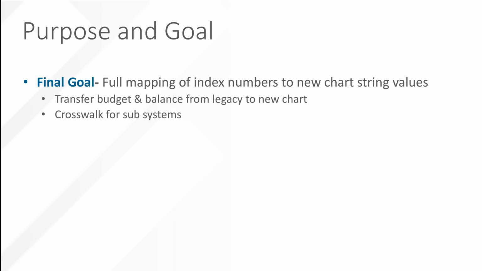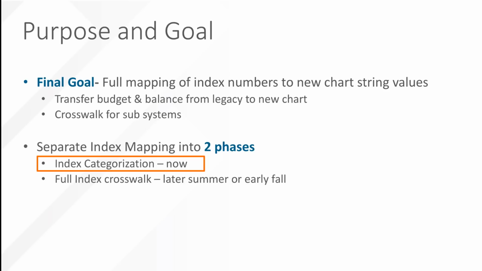Unfortunately, we're not quite ready to do the full mapping at this point. There's still decisions that need to be made, and we need to test out different options in the new system in order to decide exactly how everything's going to be mapped. So we've separated the index mapping into two phases. The first phase is index categorization, and that's what we're working on right now. And then phase 2 will be later on this summer or early fall. The point of that phase will be a full index crosswalk where every active index number is mapped to a new chart string value.